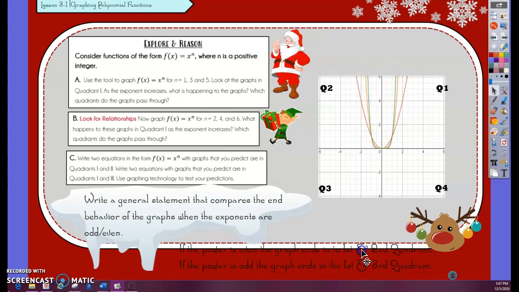And one thing we might be able to conclude here at the bottom is that if the power is even, the graph ends in the first and second quadrant. If the power is odd, the graph ends, if you will, both ends are in the first and the third quadrant. We'll be talking about end behavior quite a bit.